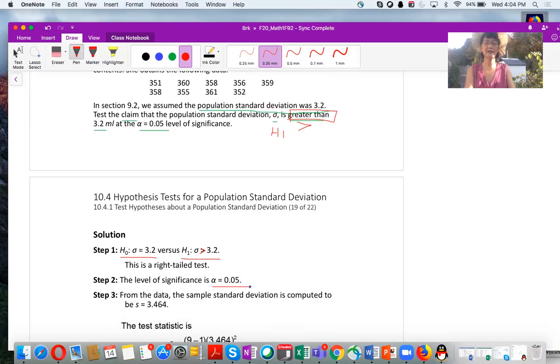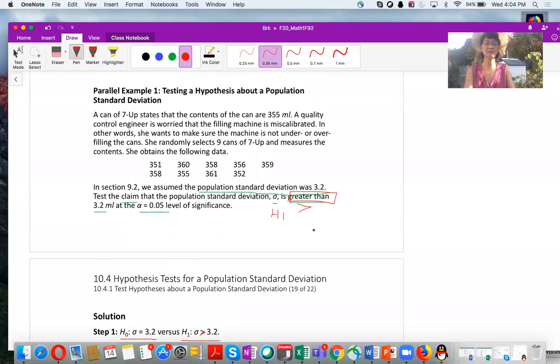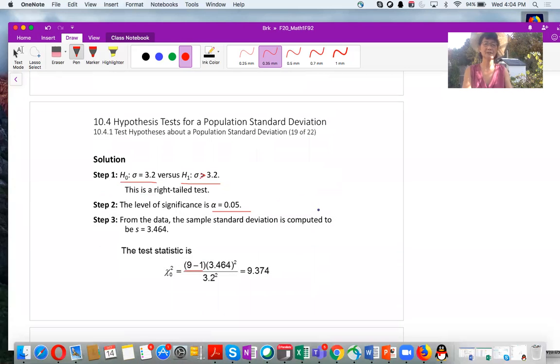Step 2, set alpha to 0.05. And step 3, plug in the formula for the chi-square test. The formula says sample size minus 1, sample size is 9, times the sample standard deviation squared. And how do we know this standard deviation is 3.464?